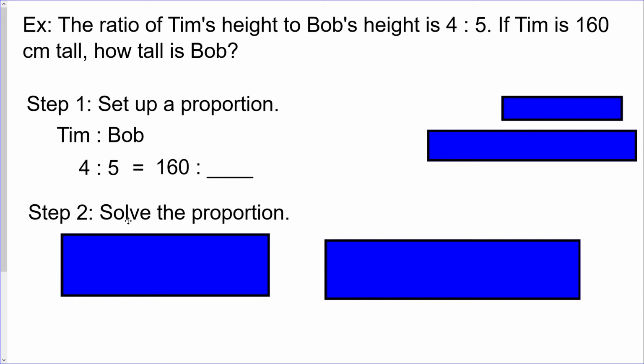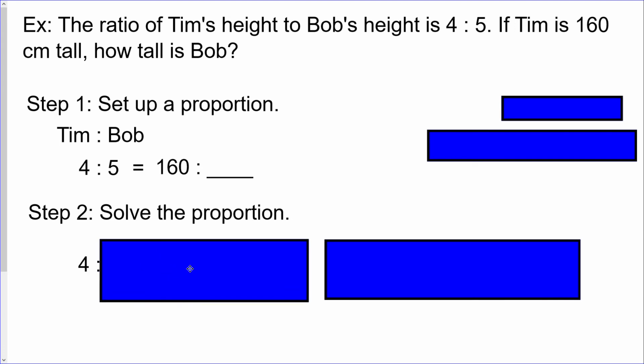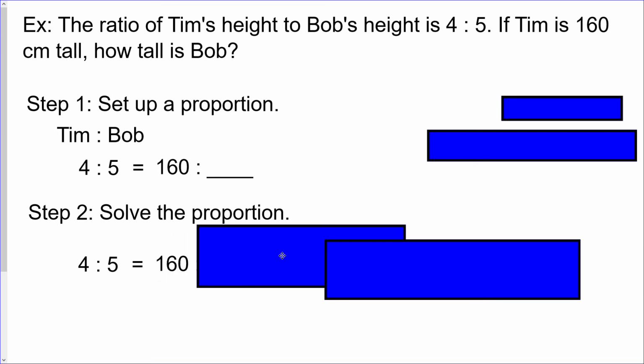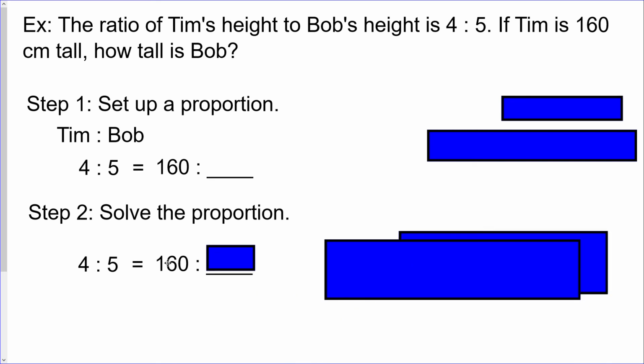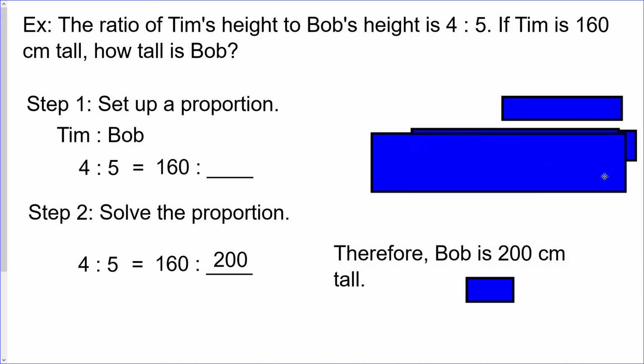Okay, so step 2 is solve the proportion. It's funny that often step 1 is the one that trips up most of the students. Solving the proportion is fairly easy. But anyway, so we've got 4 to 5 equals 160. Ooh, that's fancy, Mr. Shirley. 2 boxes. Okay, so 4 times 40 will get to 160. So you would want to do 5 times 40 to get your other number. So 5 times 40 is 200. And so that's Bob's height. So Bob's a pretty tall guy. So therefore Bob is 200 centimeters tall.